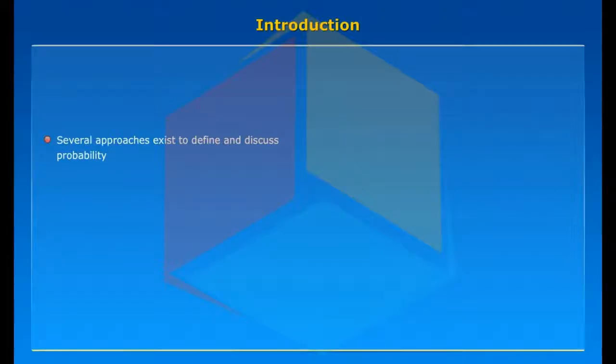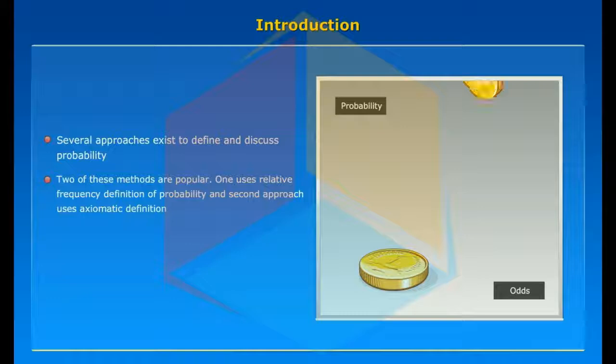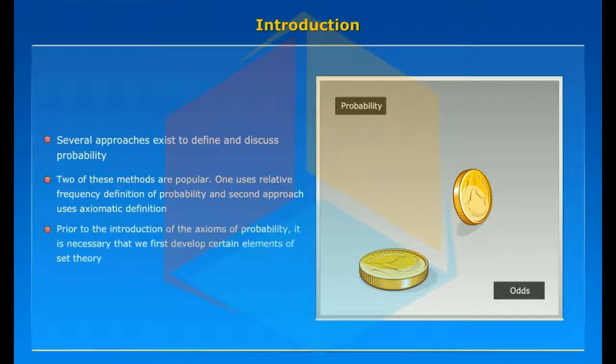Several approaches exist to define and discuss probability. Two of these methods are popular. One uses the relative frequency definition of probability, and the second approach uses the axiomatic definition. Prior to the introduction of the axioms of probability, it is necessary that we first develop certain elements of set theory.